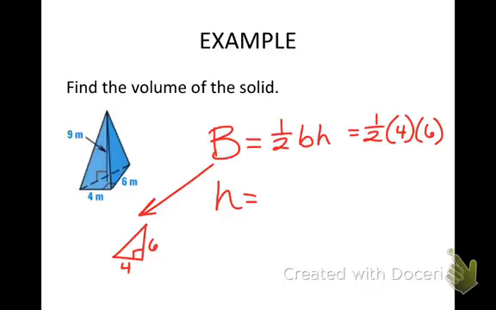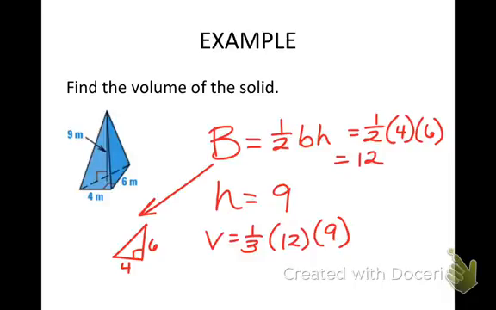What does that get us? 12. Half of 4 is 2, 2 times 6 is 12. What's the height of the pyramid? It is 9. 9 meters high. So now let's plug it in. 1/3 times the area of your base, which is 12, times your height. Mentally, what's 1/3 of 12? 4 times 9.